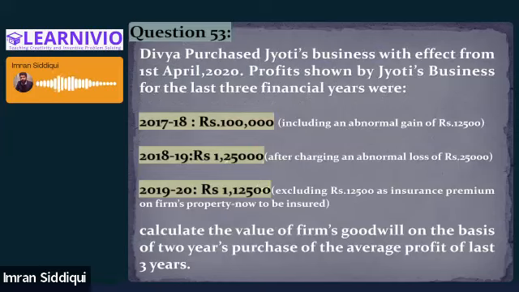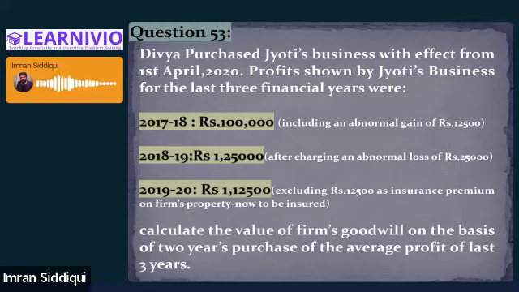Now we'll continue with the question. We'll first of all discuss question number 53, which says Divya purchased Jyoti's business with effect from 1st of April 2020. Profit shown by Jyoti's business for the last three financial years were, for the years 2017-18, 2018-19, 2019-20, profit for the last 3 years is given as 1,125,000 and 1,125,000. But if you notice, for the year 2017-18, some additional information is given in the bracket.